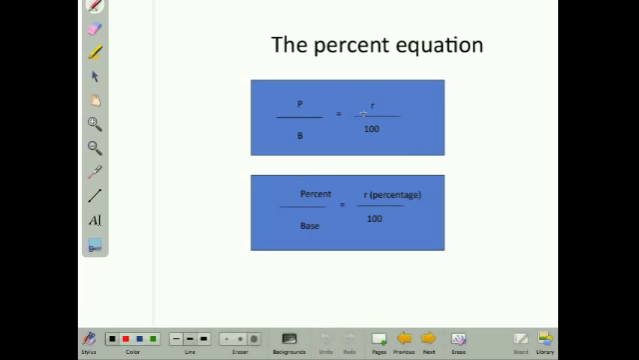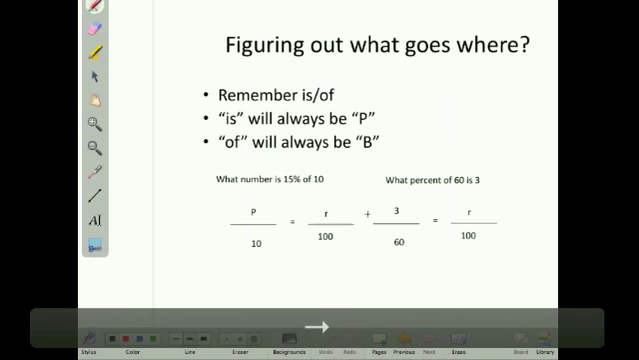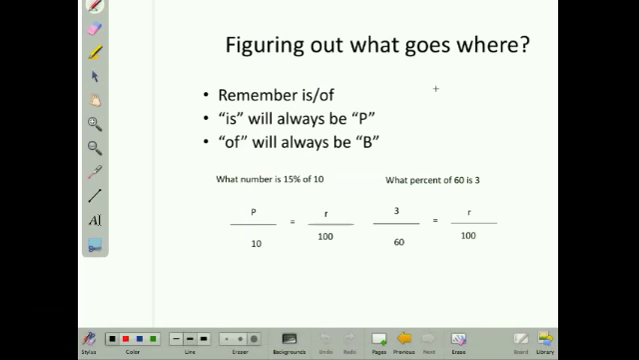So the percent equation is written as capital P over capital B is equal to R over 100. What it represents is the part over the base equals percent over 100. Now there's an easy way to remember this. Is over of is equal to percent over 100.